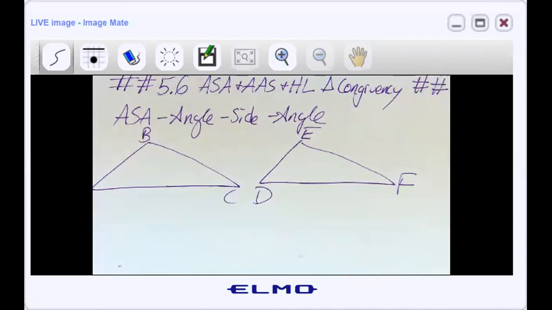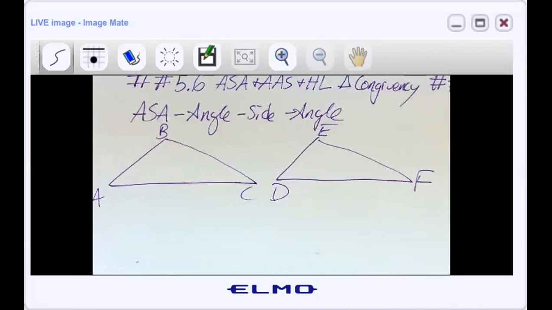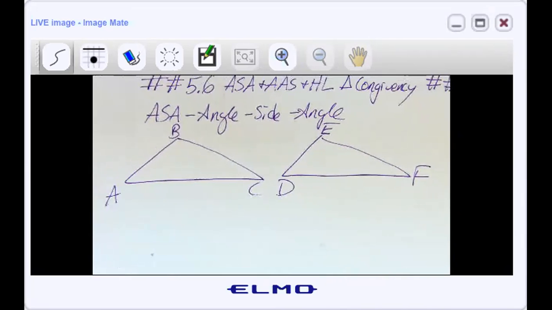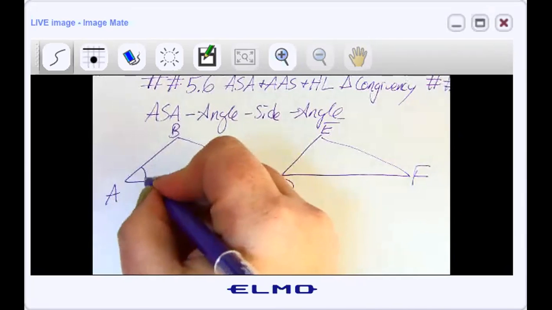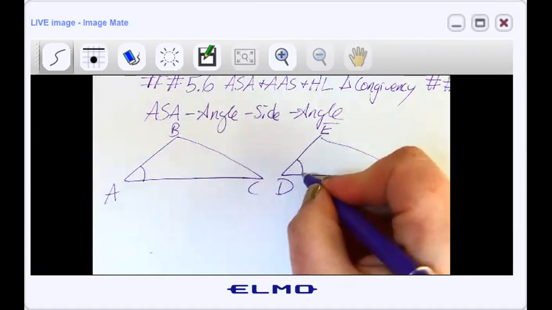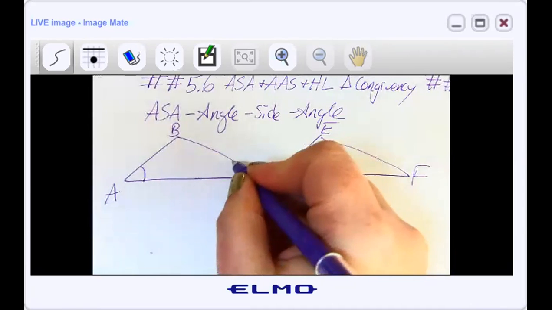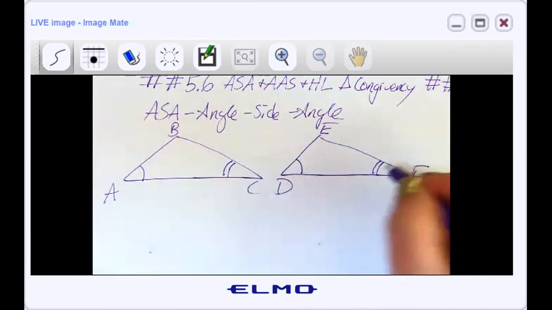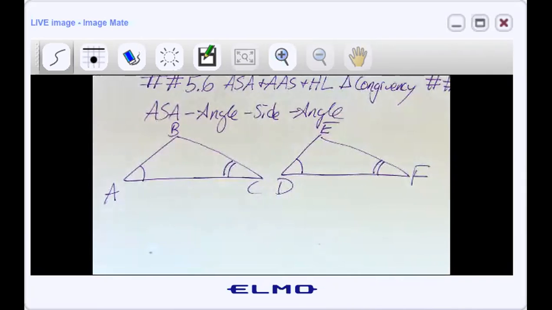All right. So in order to have angle, side, angle congruency, I already said you need two angles. So let's just say that angle A is going to be congruent to angle D. And let's make angle C congruent to angle F. Okay. So we're going to have two angles marked in both triangles. You have to have that. So that's minimum number one. You have to have two angles marked the same. If I only have one angle, I can't do it.